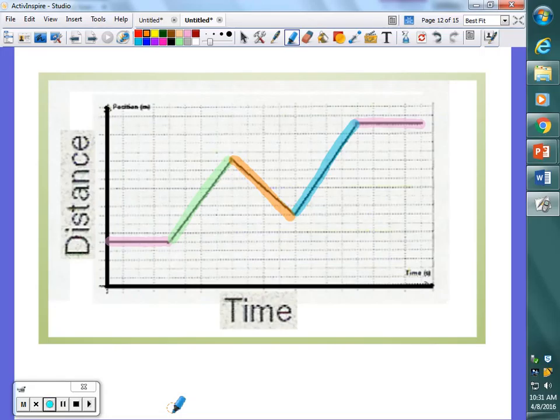Well, if they're parallel, what's true about their slopes? They don't have to be the same length, because length would tell you how long they traveled at the same velocity. But as long as the slopes are the same, they were traveling at the same velocity. Okay? All right, are we ready?